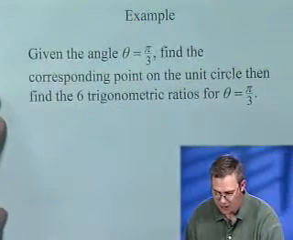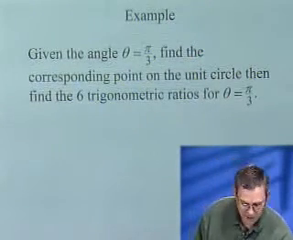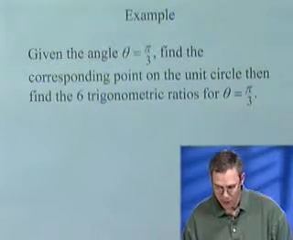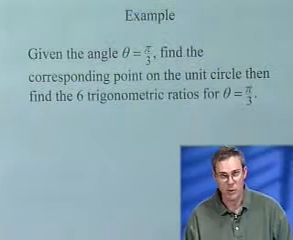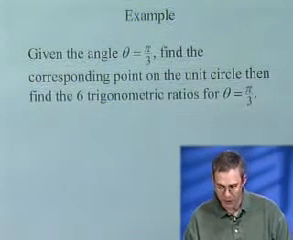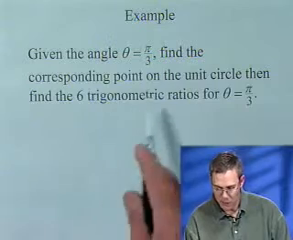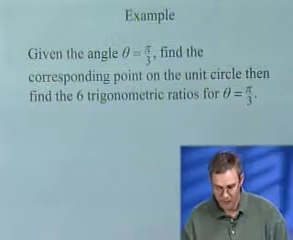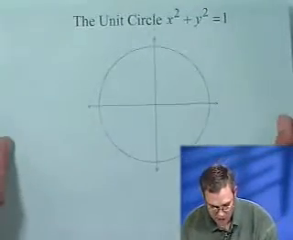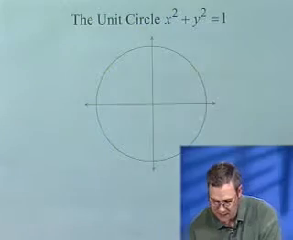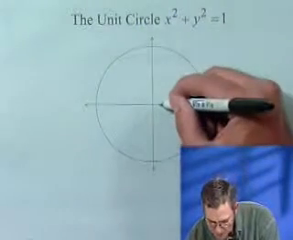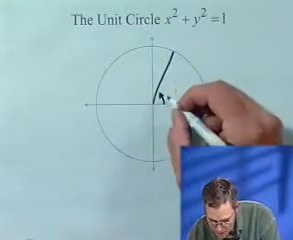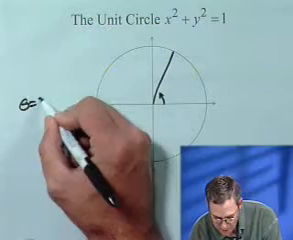We want to use the unit circle to help us evaluate the following. Let's say we're given the angle theta is pi thirds. We want to find the corresponding point on the unit circle. We've done that in previous lectures, so you might want to go back and review how to do that. Let's find the corresponding point on the unit circle, and then we'll figure out the 6 trigonometric ratios. So let's graph an angle of pi thirds. That's 60 degrees, so maybe about to here.